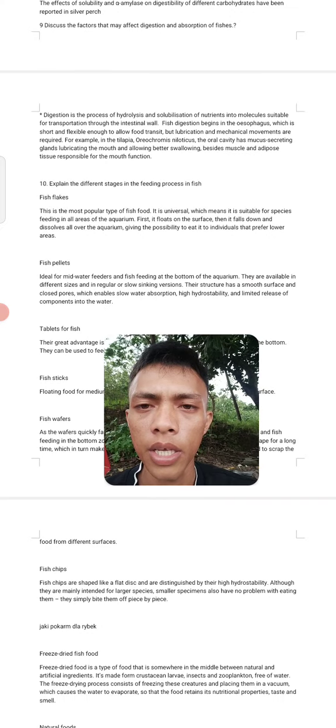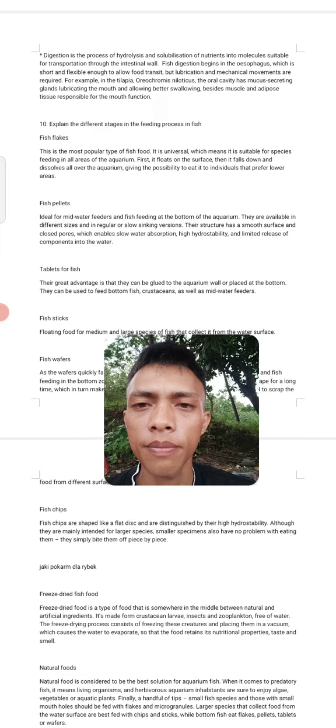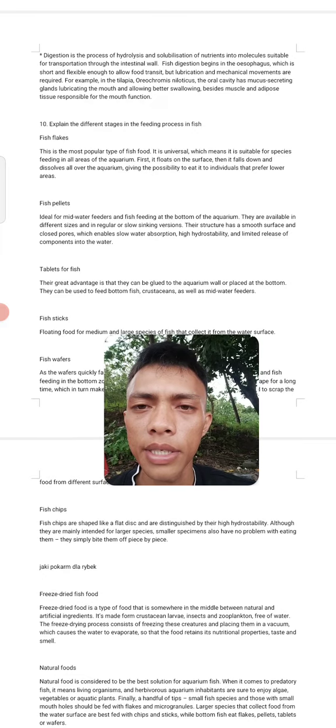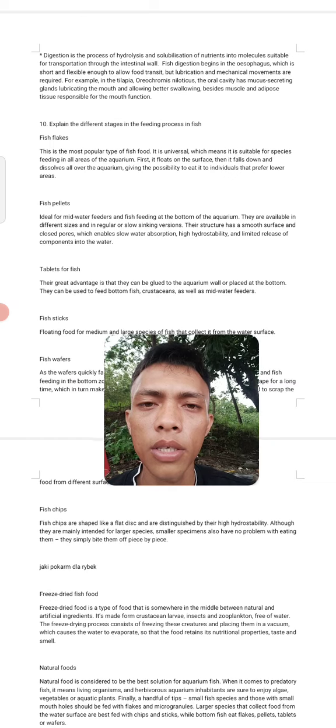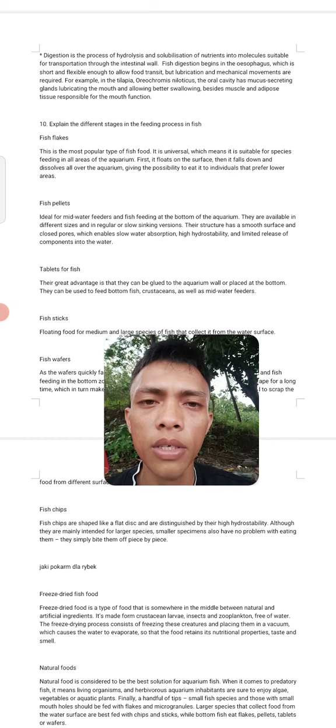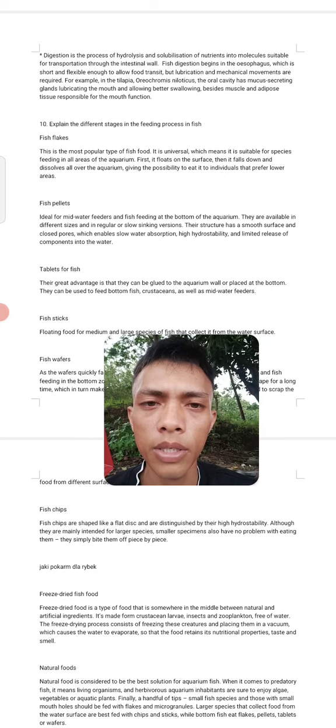Number 10. Explain the different stages in the feeding process in fishes. Fish flakes. This is the most popular type of food. It is universal, which means suitable for species feeding in all areas of the aquarium. First, it floats on the surface, then it falls down and dissolves all over the aquarium, giving the possibility to eat to individuals that prefer lower areas.